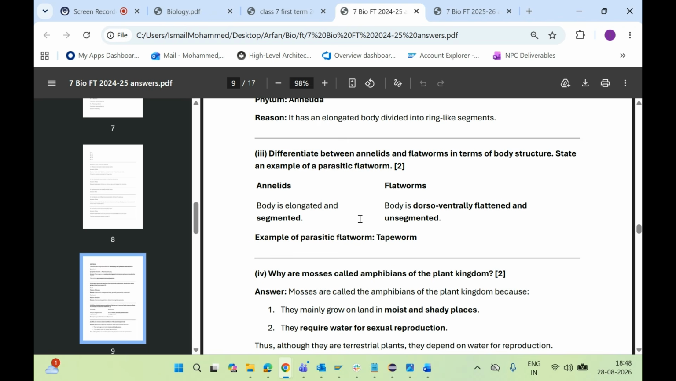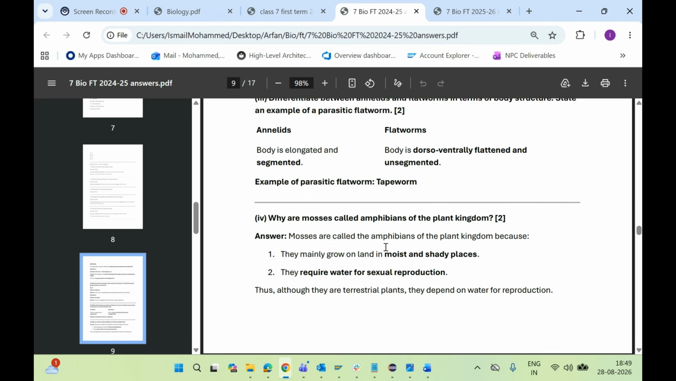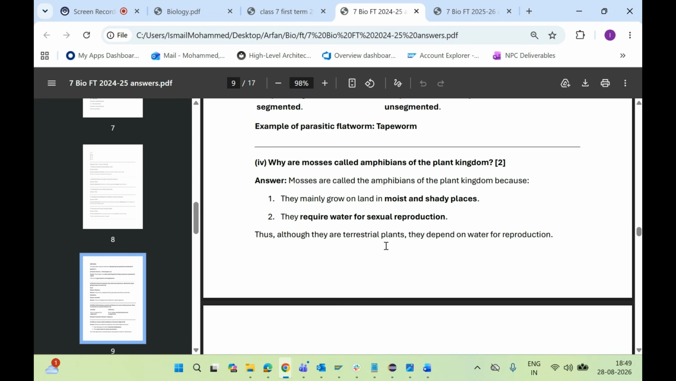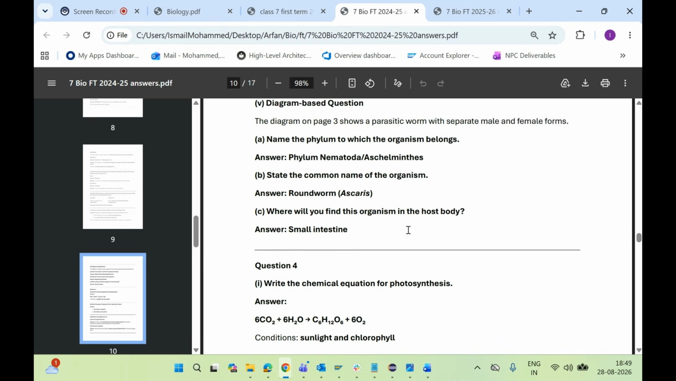Differentiate between annelids and flatworms. For annelids, the body is elongated and segmented, whereas for flatworms, it is flattened and unsegmented. Next, an example of parasitic flatworms. Example of a parasitic flatworm is the tapeworm. And why are mosses called amphibians? This is very important. It is definitely going to come, because mosses are called amphibians of the plant kingdom. They mainly grow on land in moist and shady places, and they require water for sexual reproduction. So this is the reason why they are called amphibians of the plant kingdom.